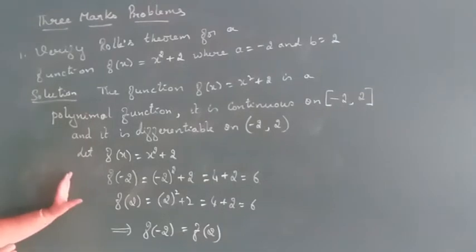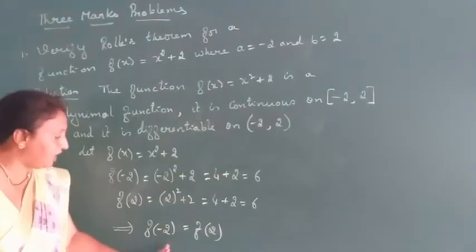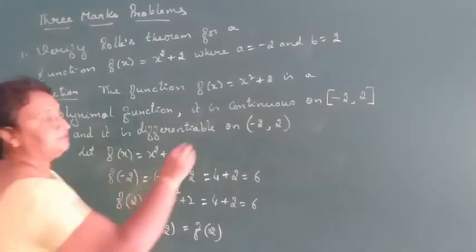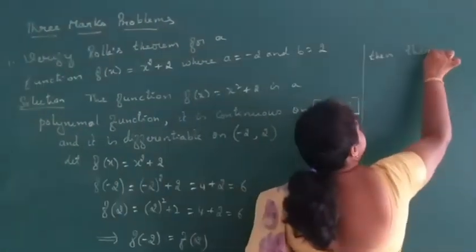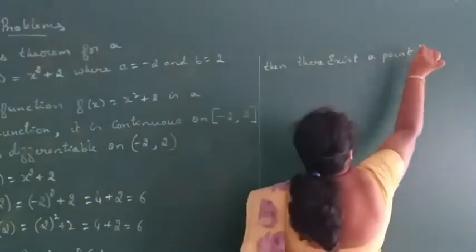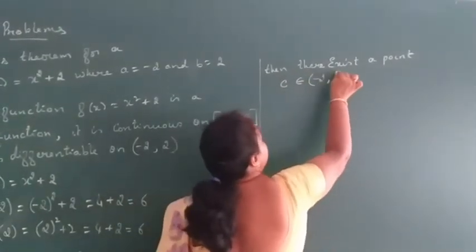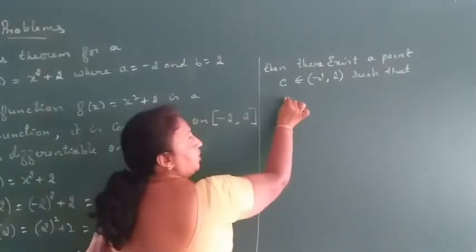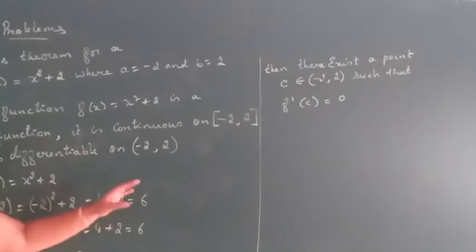So the theorem's conditions are satisfied, because we verify that the function is continuous, differentiable, and f of a equals f of b. If all are satisfied, then there exists a point c belongs to the open interval (-2, 2) such that f dash of c equals 0.